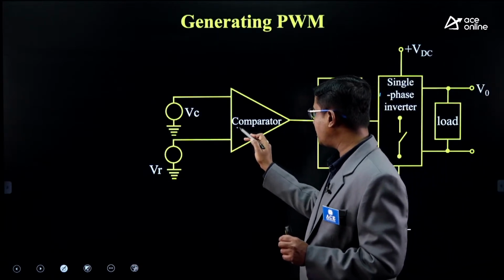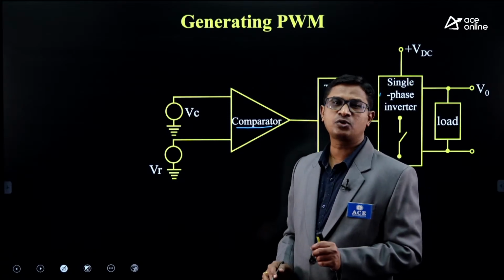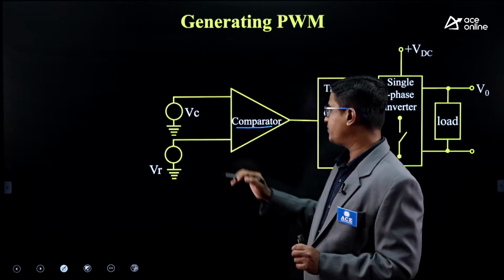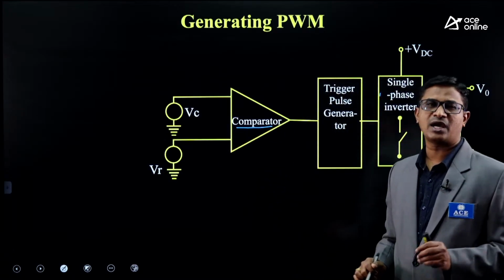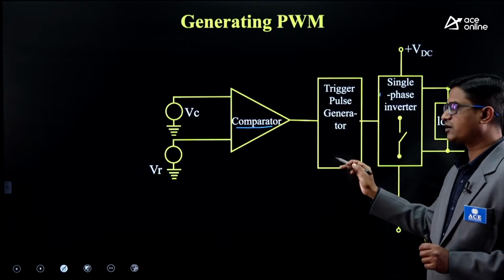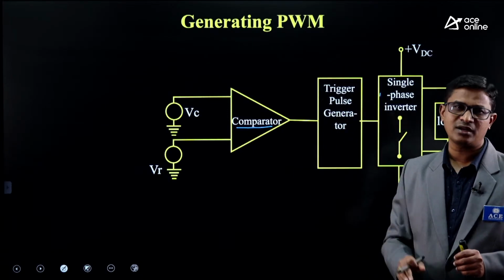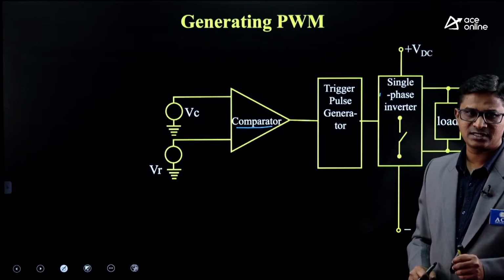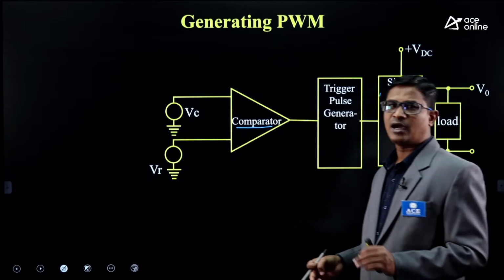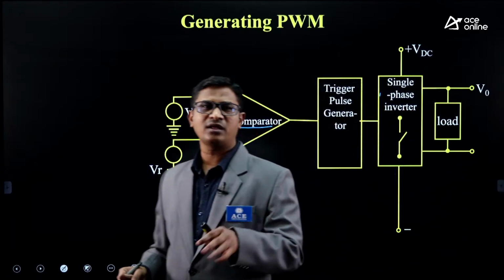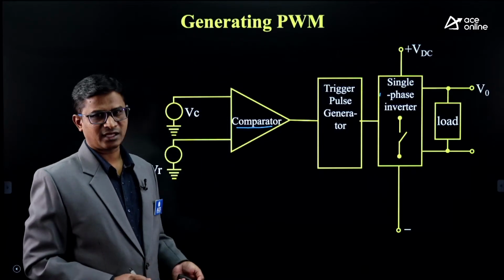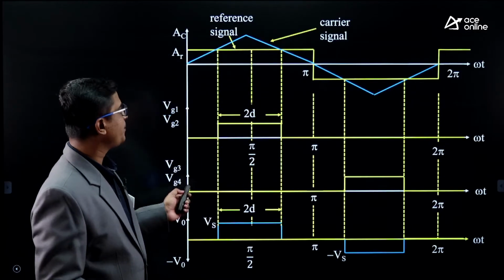This is a comparator which compares the two inputs VC and VR. Based on this, the comparator gives the output either as 0 or 1, and the trigger pulse generator will either generate the triggering pulses or not. Based on that, the respective switches in the inverter will either be triggered or triggering pulses will not be provided to those switches. A simple block diagram. Now let us discuss single PWM.